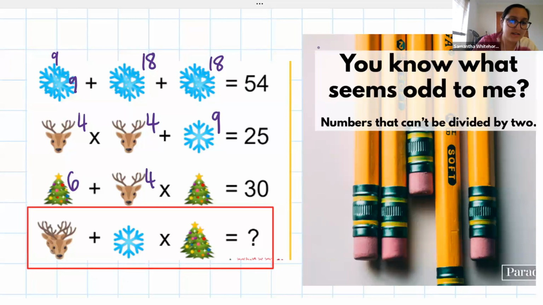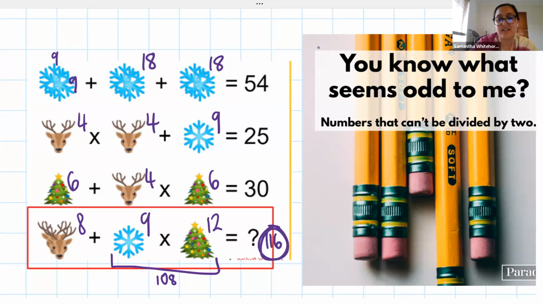And then for the trees, I got 6. Nice. So when there's 2 reindeers, it was 8. And one snowflake is 9. And 2 trees are 12. Good. So I said 9 times 12 plus 8. Perfect. Guys, exactly that. 9 times 12 is 108. Plus 8 is 116. Very, very nicely done.